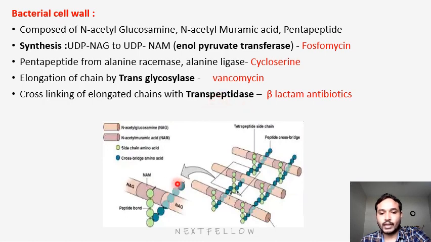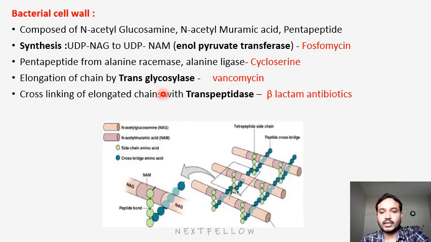Elongation will be done by transglycosylase. That's a major difference. Elongation is by transglycosylase, and cross linking is with the help of the enzyme transpeptidase. If you see here, this blue link will be transpeptidase. This is the peptidoglycan pentapeptide. So for elongation, transglycosylase, and for cross linking, transpeptidase. That's how the cell wall will be formed.